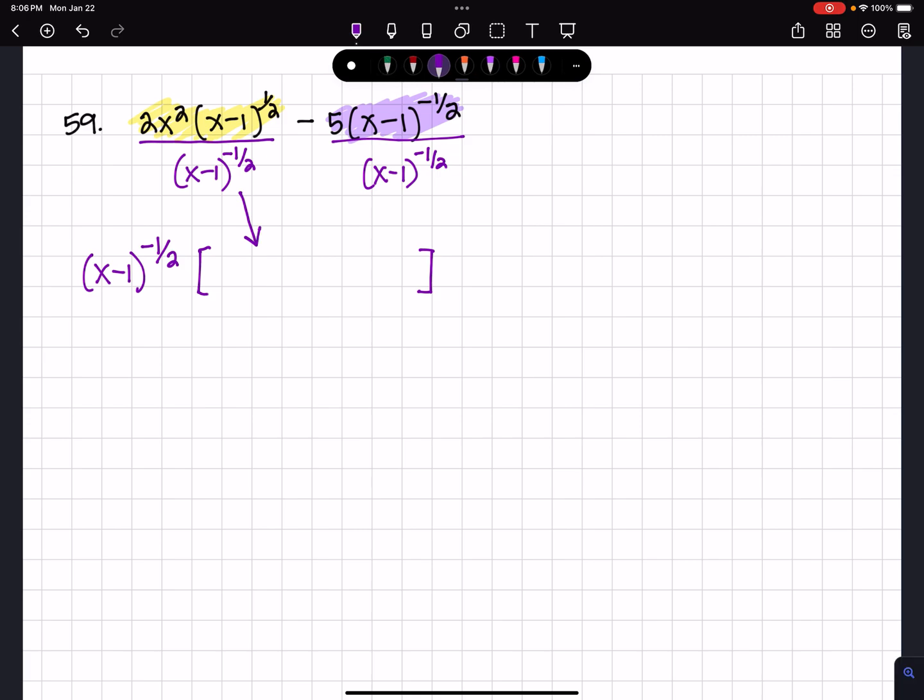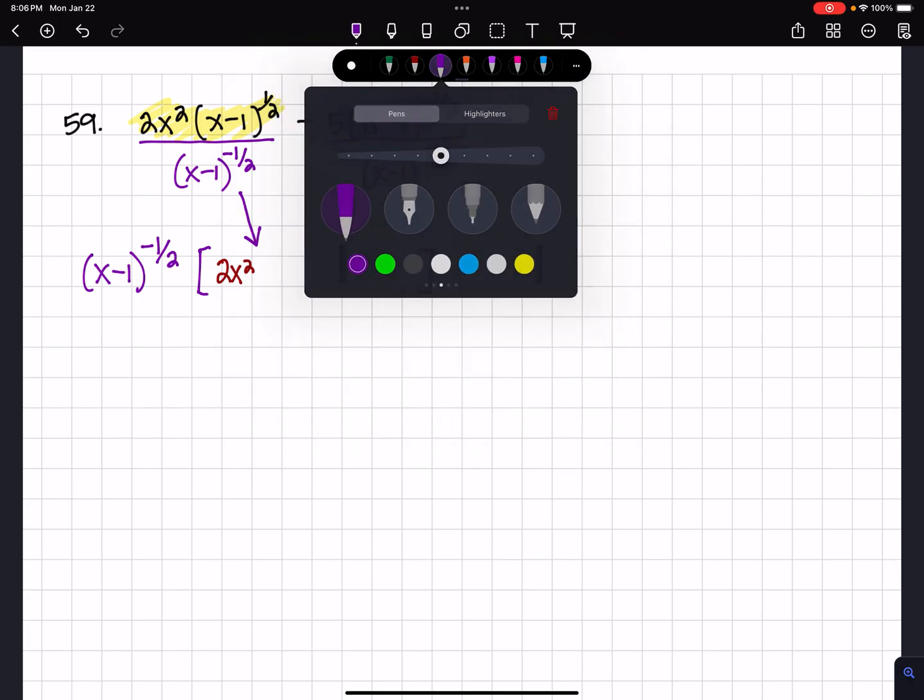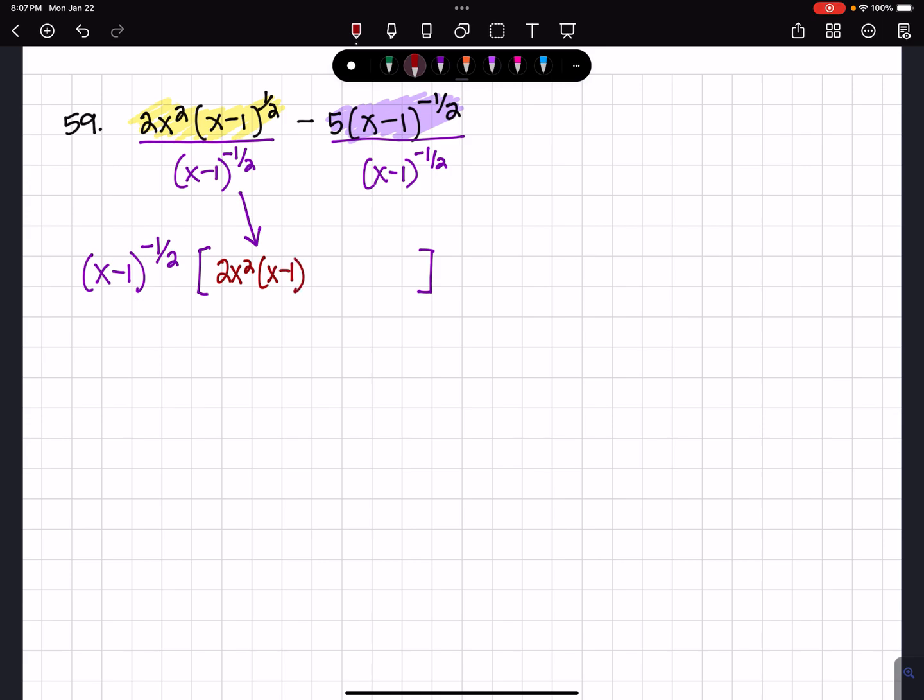Well, this first term, nothing cancels out. So I'm going to have that 2x squared, but I'm going to have 1/2 minus -1/2. 1/2 minus negative 1/2 is 1/2 plus 1/2, and 1/2 plus 1/2 is 1. So this is going to be x minus 1 to the first power. Then I'm going to have this minus sign, and I'm going to have that 5, and this factor cancels out with this factor. So that's just a minus 5 that's left over.